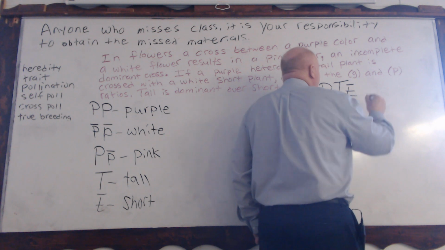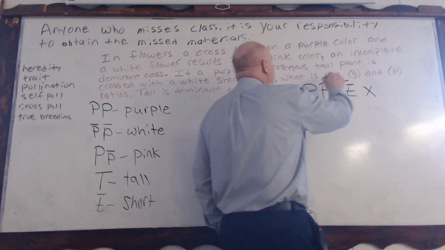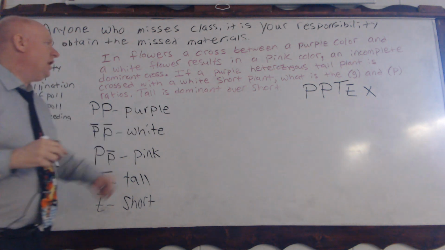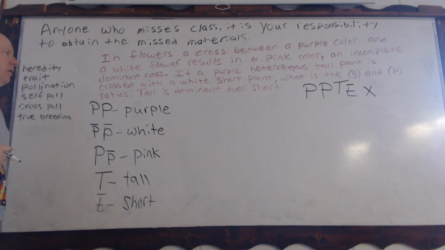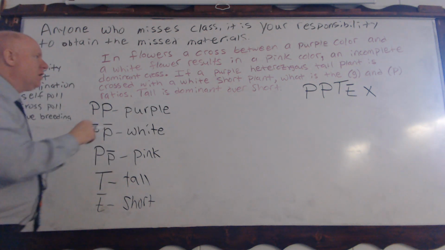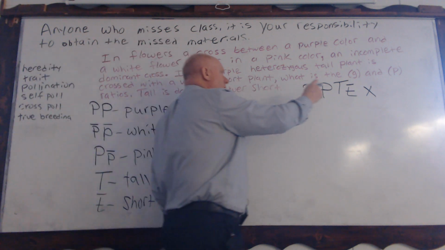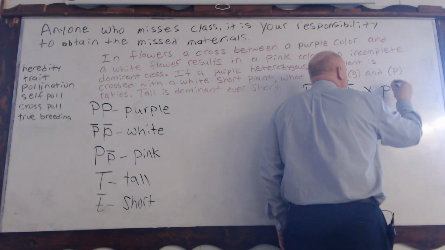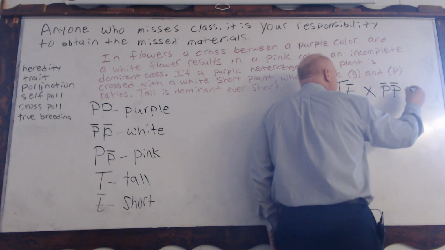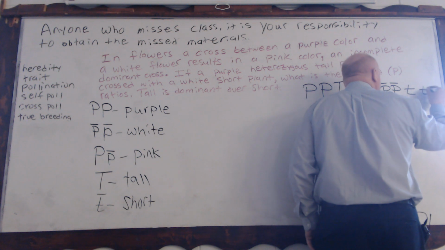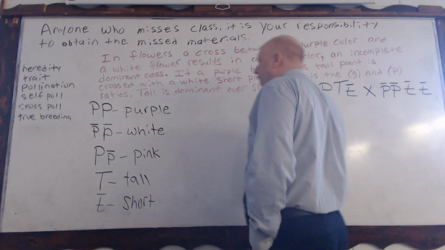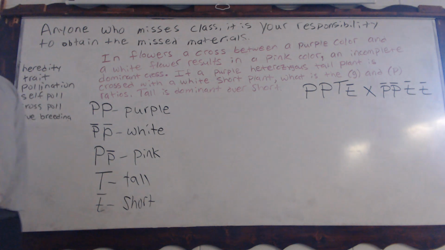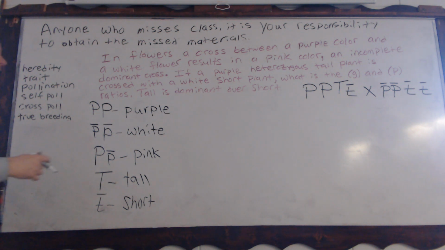Okay, then it says it is crossed with a white short plant. What are our four alleles when it's white and short? Lowercase p, lowercase p, lowercase t, lowercase t. Okay, so now you've got your parental generation here. You can proceed and do your cross.